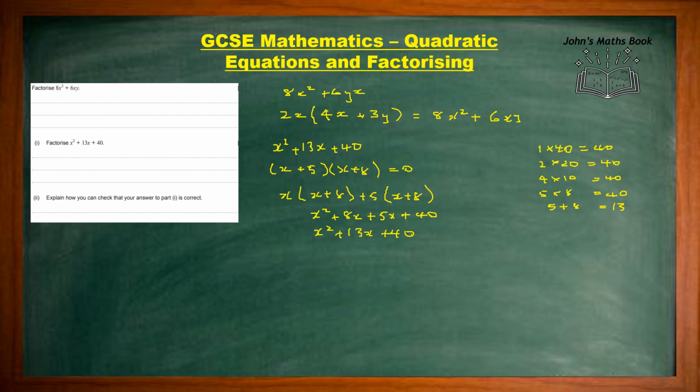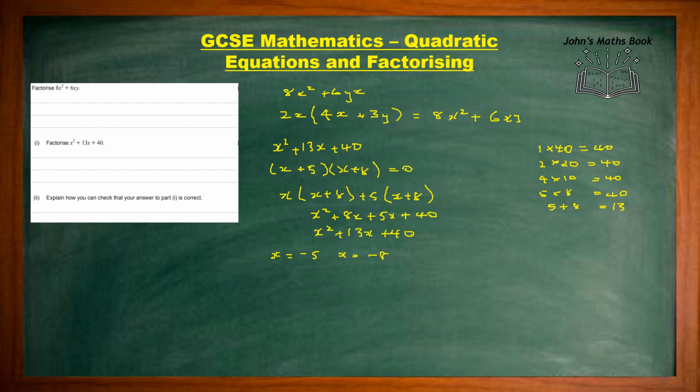We can also see that the two solutions of this quadratic are x is equal to minus 5 and x is equal to minus 8. We can also substitute those two values into x squared plus 13x plus 40 equals 0, and it should give 0. So let's try that with x is minus 5.